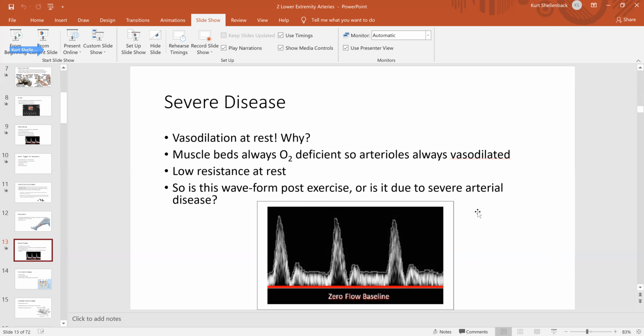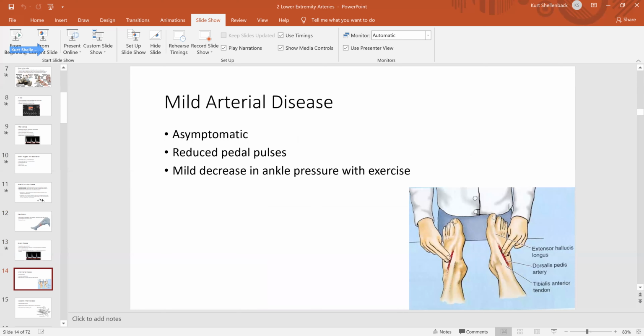So when you have a patient who is at rest, who is warm, who's been laying there for 15, 20 minutes, and they continue to have blood flow that looks like this, that's an issue. That tells you that they have severe disease. So this picture could be post-exercise, but it also could be no exercise in someone who has severe disease.